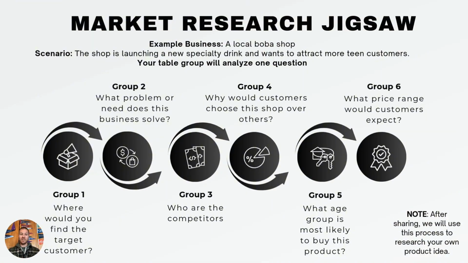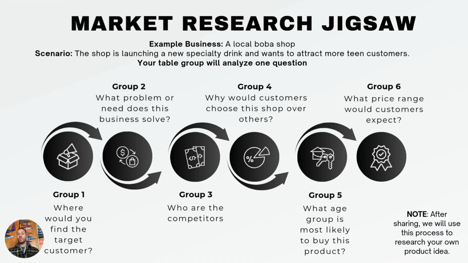So the scenario is this: the shop is launching a new specialty drink and wants to attract more teen customers. Your table group will analyze one question. I give them the question, and if I have more than six table groups, I'll usually do a repeat, or I'll come up with something on the fly. So, group one: where would you find the target customer? Group two: what problem or need does this business solve? Group three: who are the competitors?